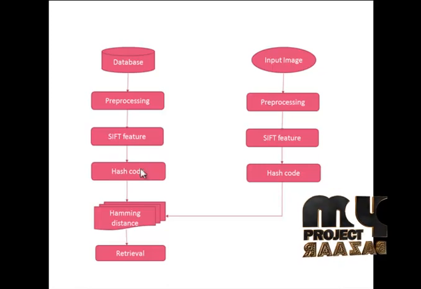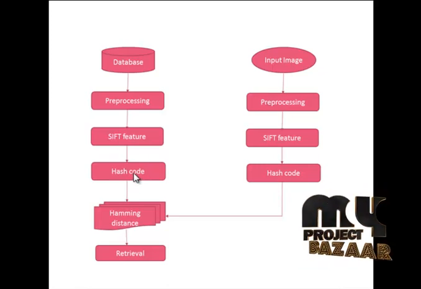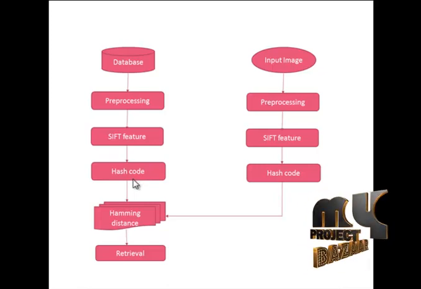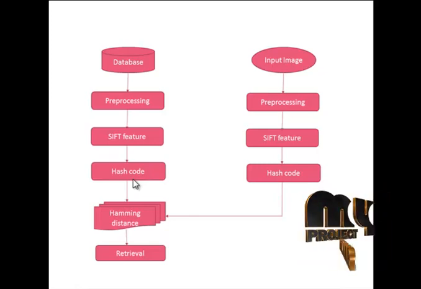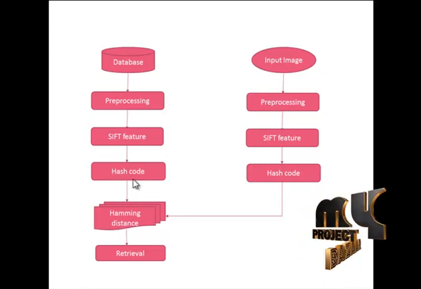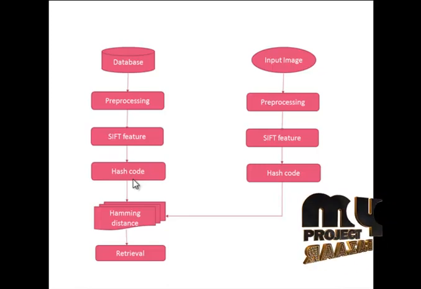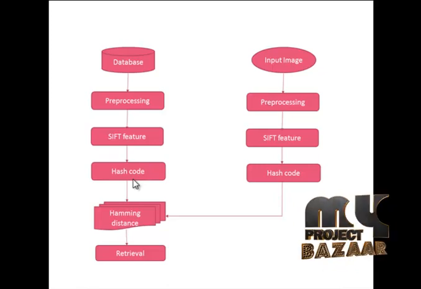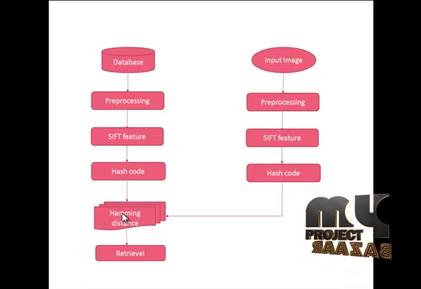After that, it will go to the hash code generation. A hash function is an algorithm that maps data of arbitrary length to a fixed length. The values returned by the hash function are called hash values. It is a method of performing probabilistic dimension reduction of high dimensional data. The basic idea is that the hash function hashes input items so that similar items are mapped to the same buckets, and then it will go to the Hamming distance.